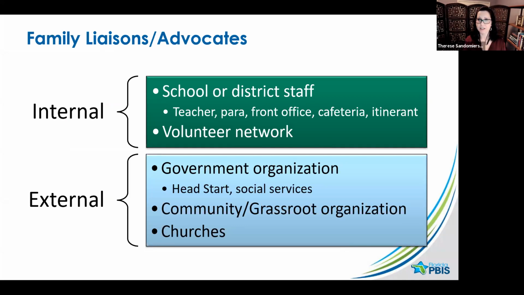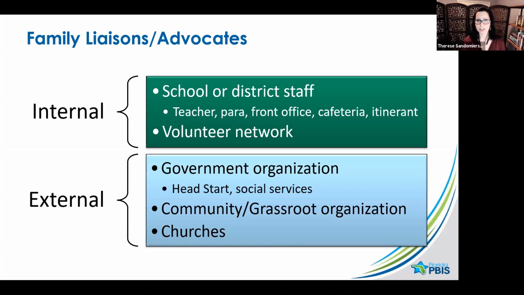One was looking internally at school staff. So looking for individual teachers, paras, front office staff, cafeteria staff, itinerant staff, anybody who works in the school that had a good relationship with the families we're trying to reach. We recruited them into the effort to get ideas about how to talk to the families, how to connect with the families, or ask them on our behalf, can they reach out to the families and get them to this session? We also broadened that lens and looked at volunteers in the school building.